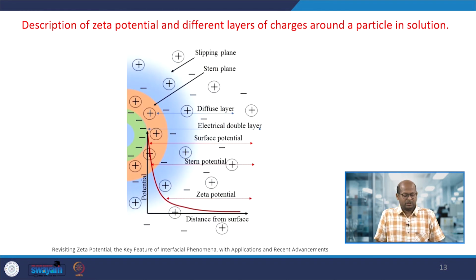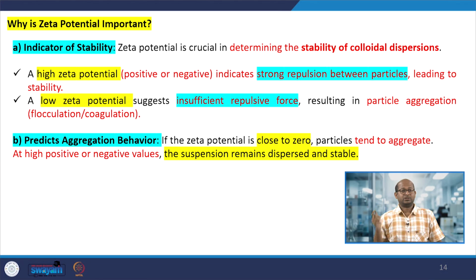Okay, so here in the diagram you can see this is the Stern layer, and this is the particle that has developed the charge, and this actually is the diffuse layer. This part is the diffuse layer. Okay, so why is zeta potential important?